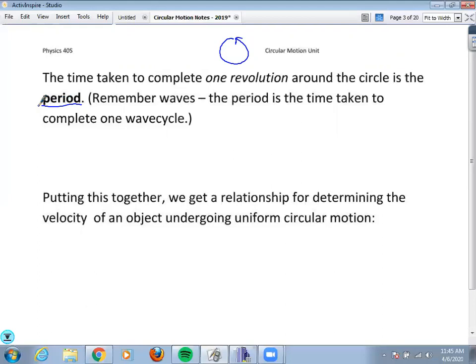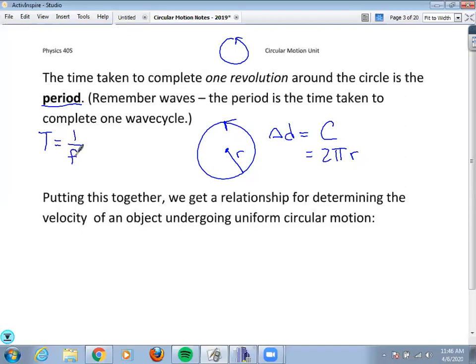So if we're going around in a circle, delta d would equal the circumference, which of course equals 2 pi times the radius. Remember, the radius is the distance from the center to the edge of the circumference of the circle. And recall that period T is the time for one cycle. Period is also the reciprocal of frequency. Remember, frequency is the number of cycles per second. So frequency is equal to 1 over the period. Those are reciprocals of each other.